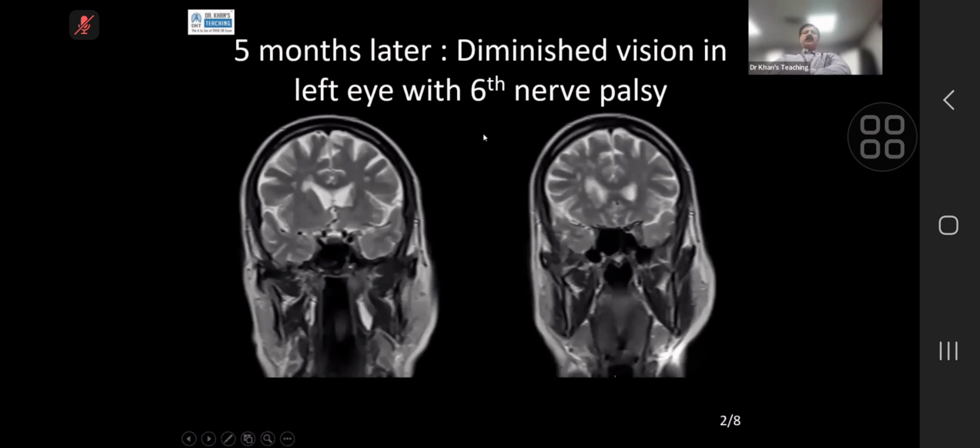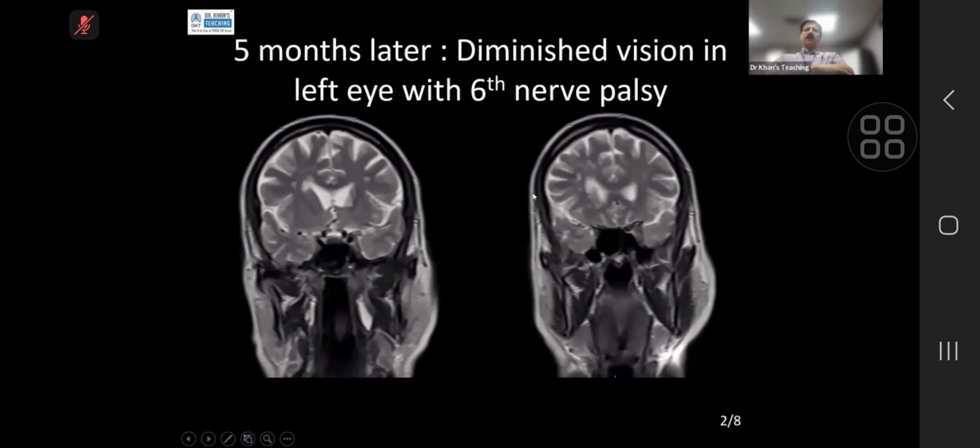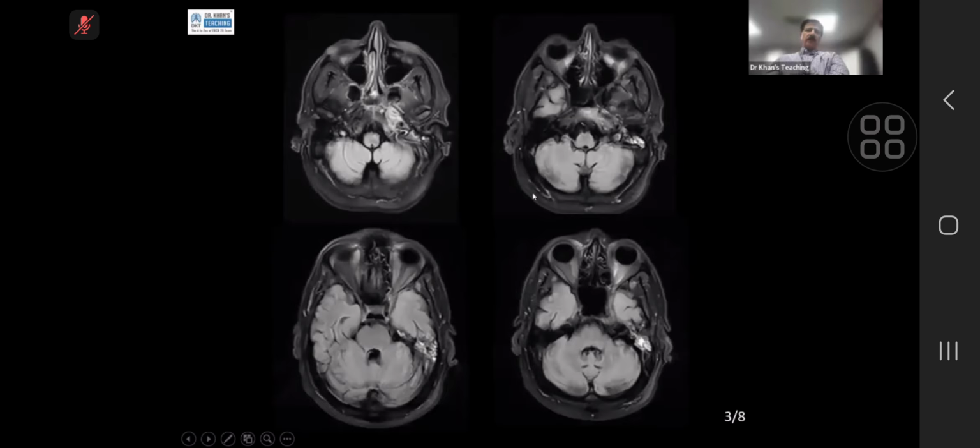This patient presented 5 months later. He was clinically dealt with antibiotics and got better. After 5 months, he presented with symptoms of the left eye with 6th nerve palsy. What comes to your mind with this clinical picture before I show you the scans? I'd think about petrous apicitis with Gradenigo syndrome, where you get a 6th cranial nerve, abducens nerve palsy. Excellent, well done.